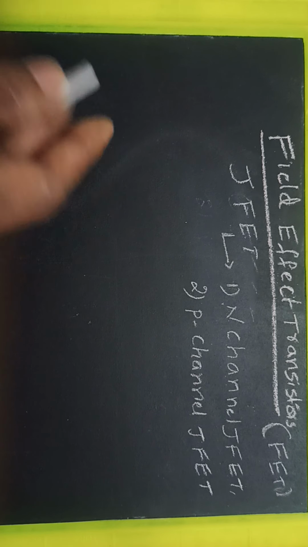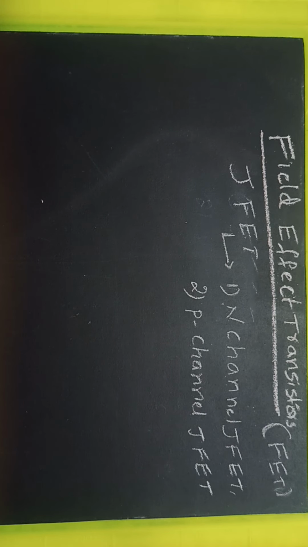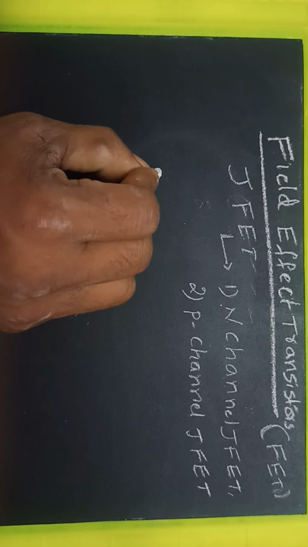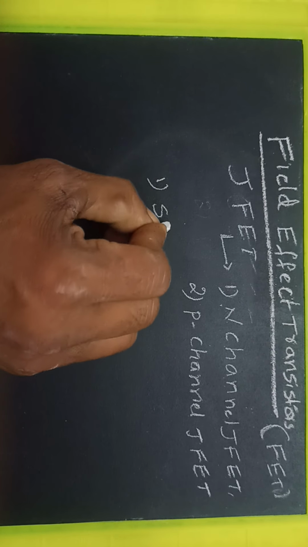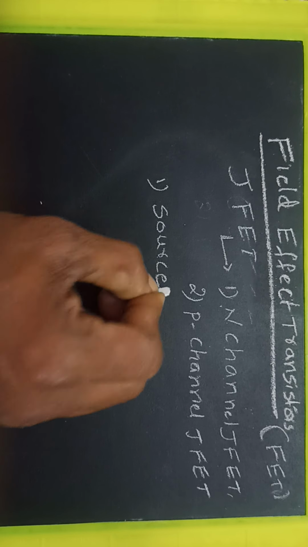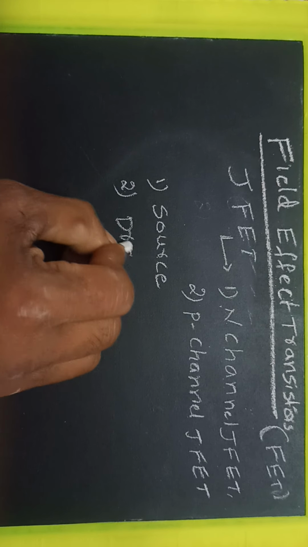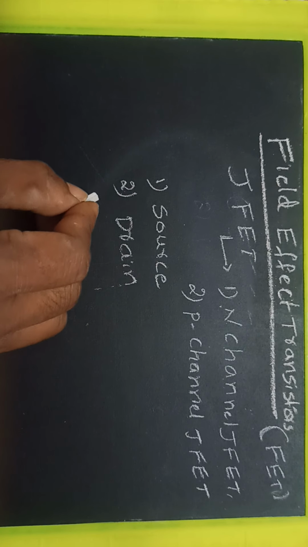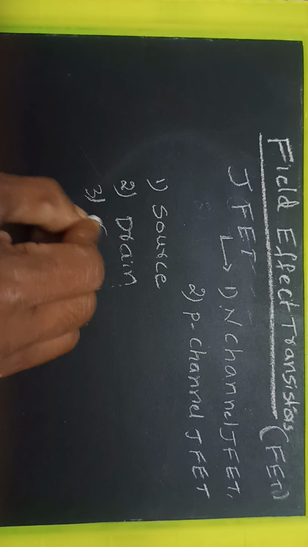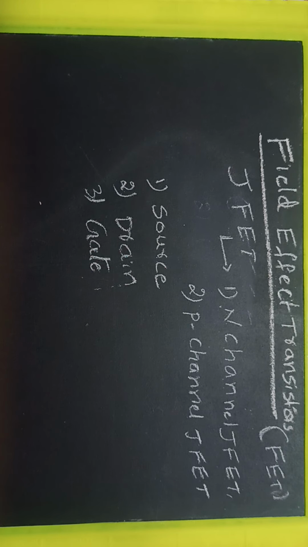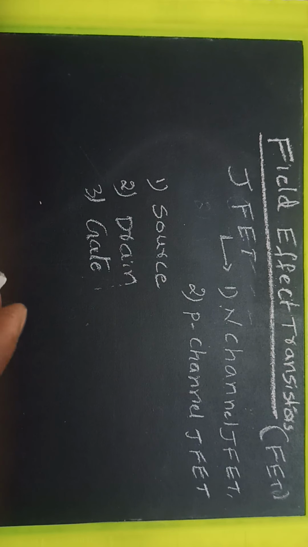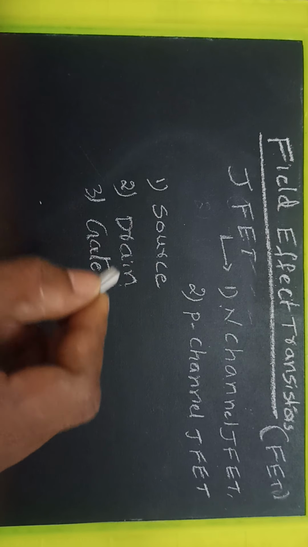So basically, FET consists of three terminals. What are these? The first one is source, the second one is drain, and the third one is gate. These three are the terminals: source, drain, gate.